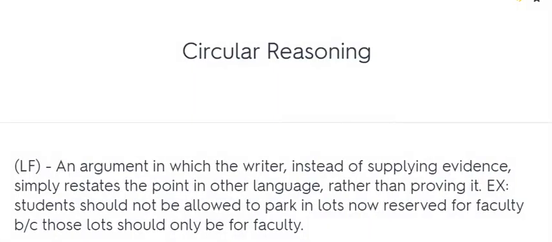Burden of proof. Circular reasoning. An argument in which the writer, instead of supplying evidence, simply restates the point in other language rather than proving it. Example: Students should not be allowed to park in lots now reserved for faculty. See, those lots should only be for faculty.